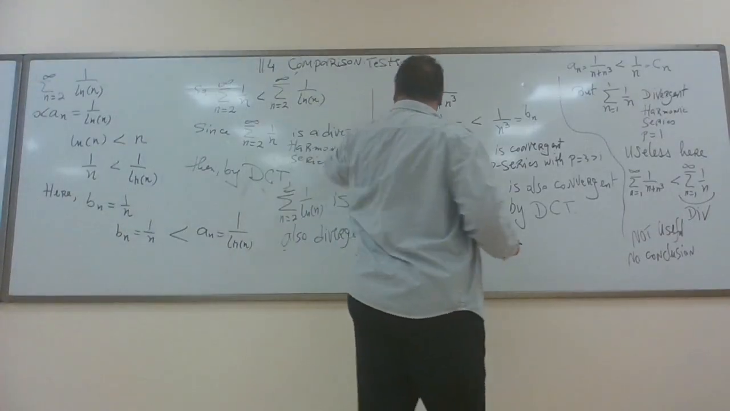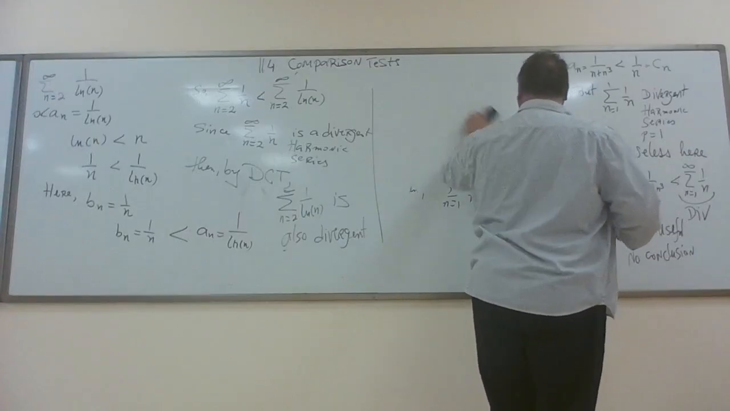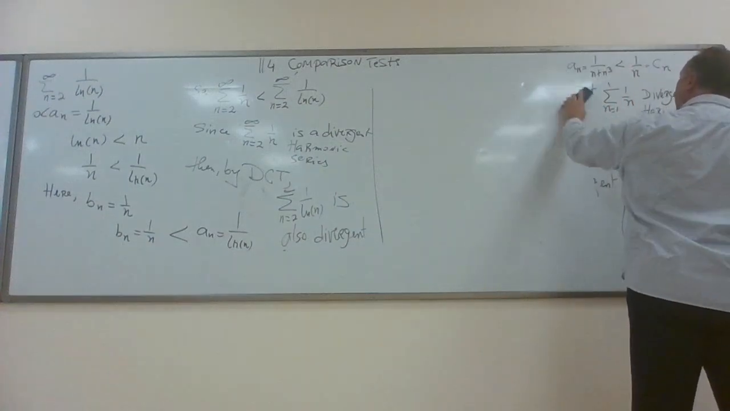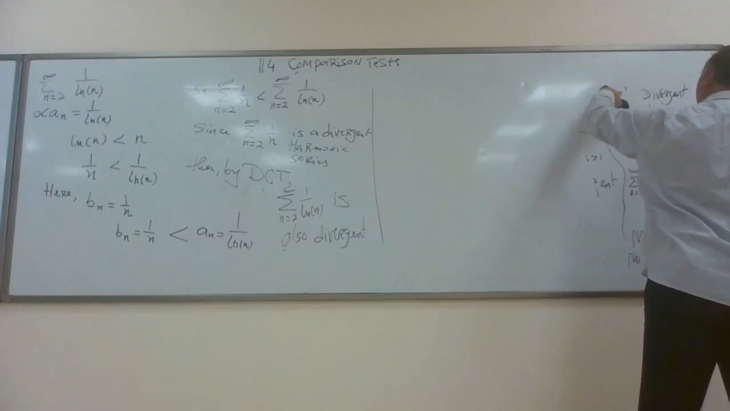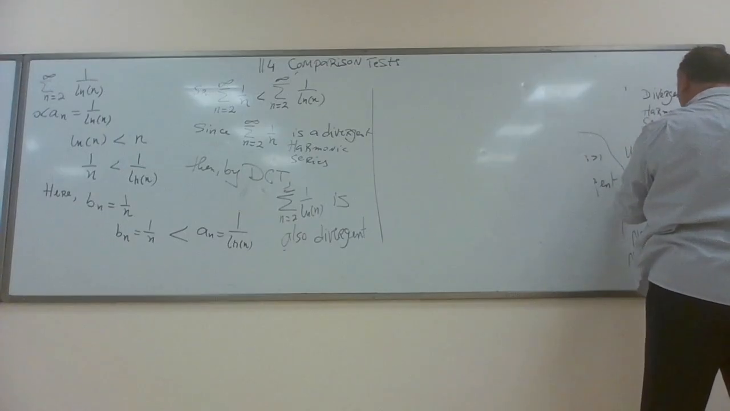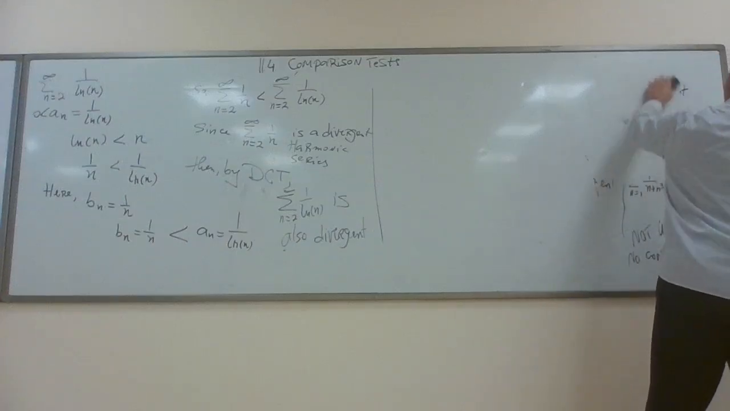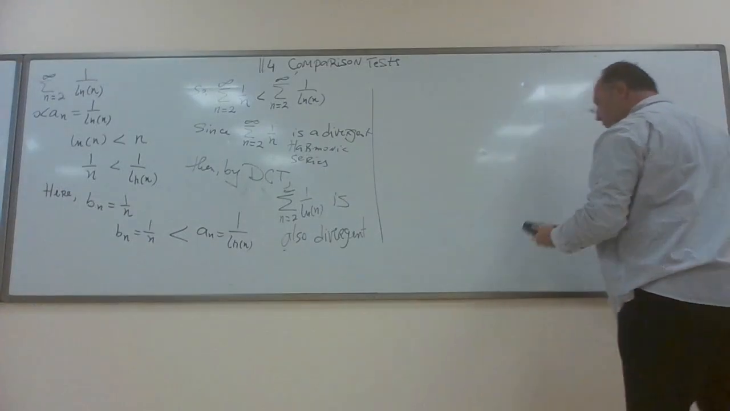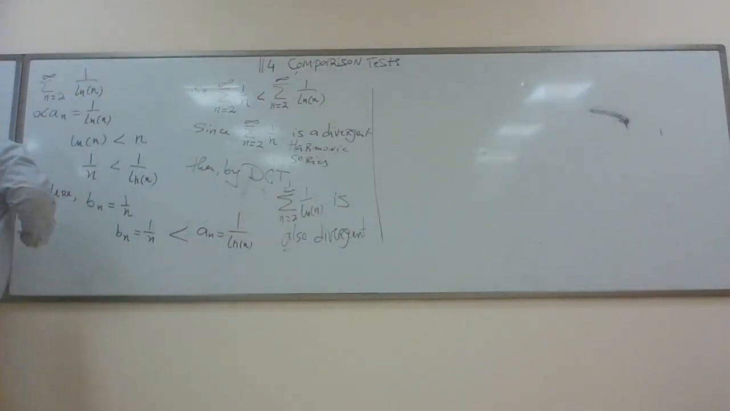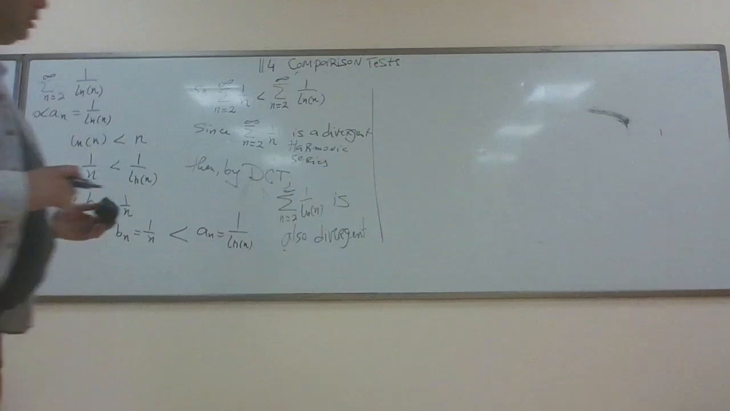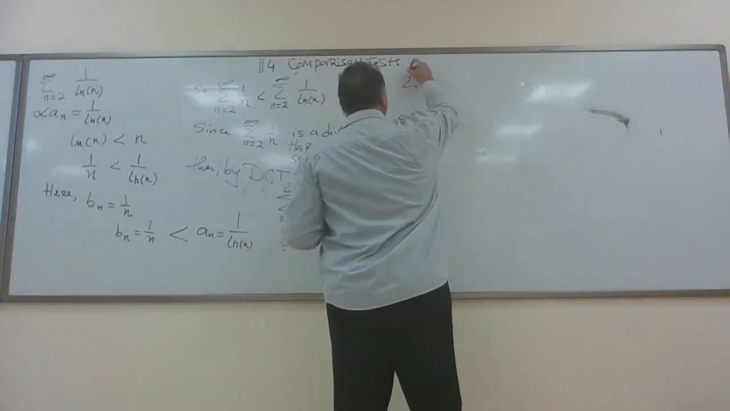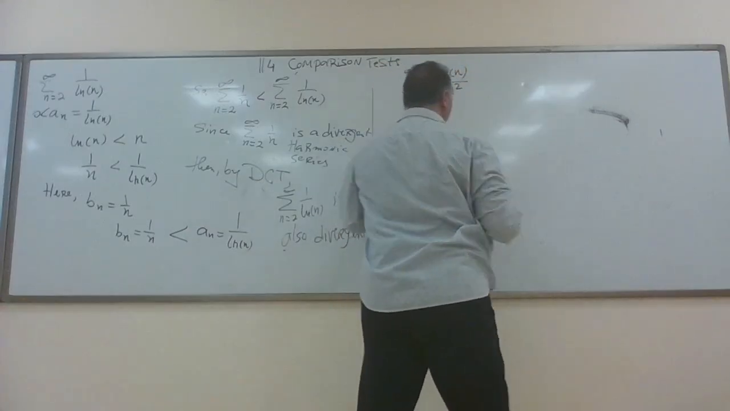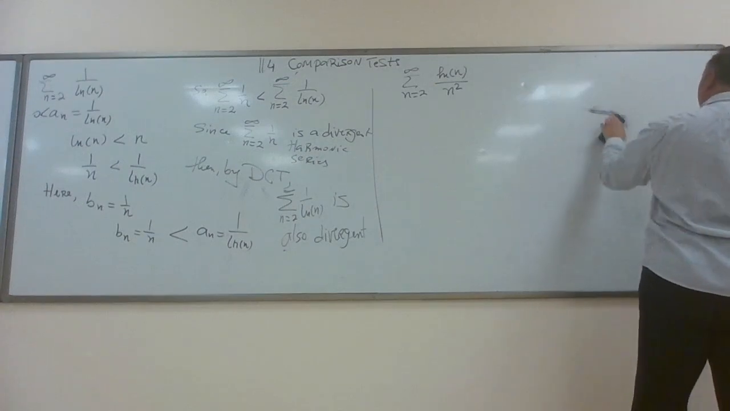Now let's say I have a variant of this for fun. In this variant, I will have a series, again starting from 2. I have ln n over, let's say, n squared. What happens then?